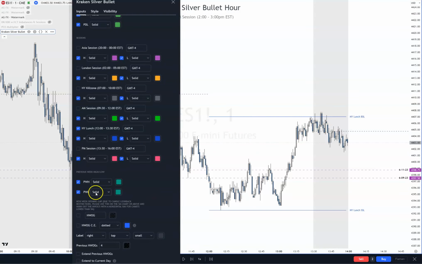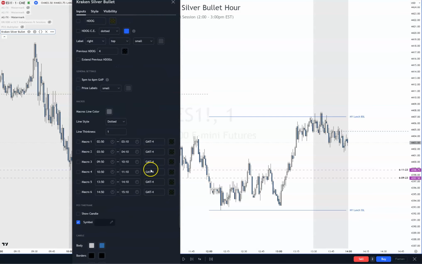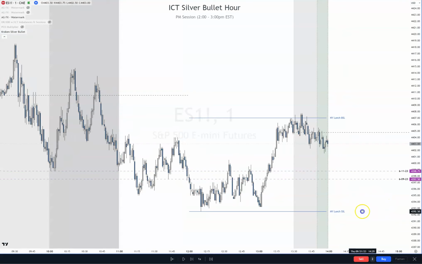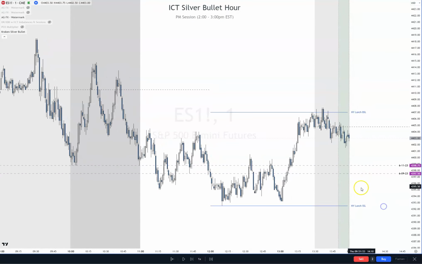Also, you have the previous week high and low here on the indicator. You also have the new week opening gap information here. It also gives you the macros, right? So let's turn on the macros just for the PM session here and look at how they work. That's highlighted in green, and the next one will be turned on when it becomes that time. Let's turn this on.